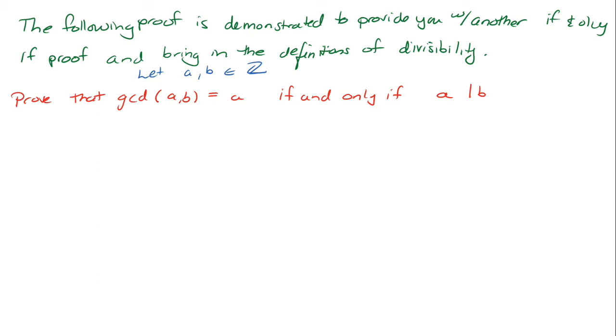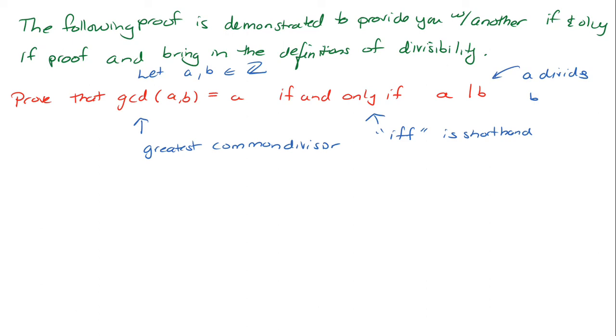So A and B are integers in this problem, and the problem is to prove that the greatest common divisor of A and B is equal to A if and only if A divides B. So just to clarify, the stick here means A divides B. This is the symbol that is used in your book for greatest common divisor. And in fact, some books don't use the GCD in front. They will drop the GCD and you'll just have an ordered pair.